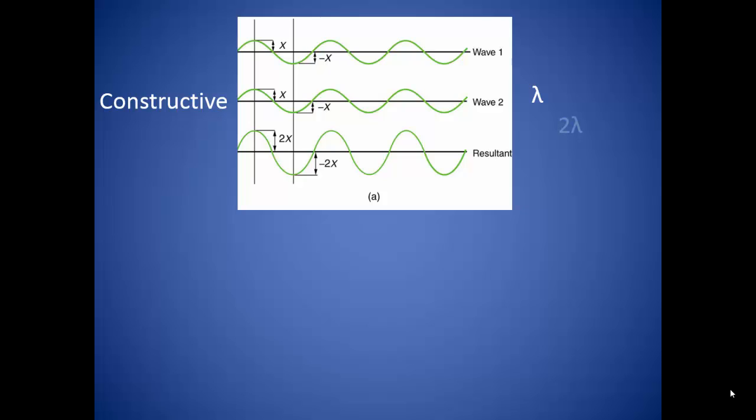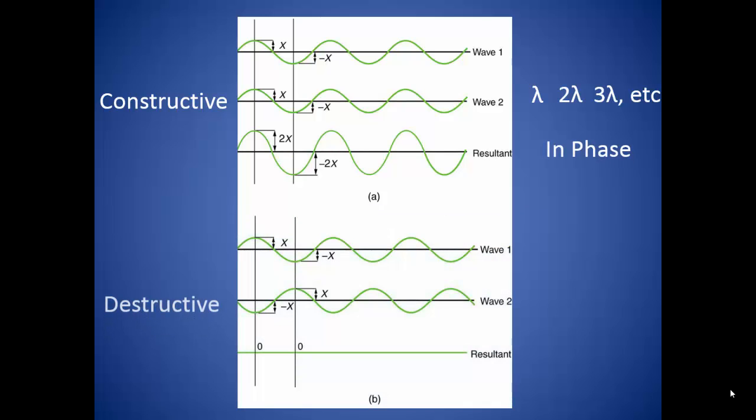But what would happen if one wave had twice the wavelength of the first wave? The crests would still line up and constructive interference would still occur. This is actually true for any whole number multiple of the original wave. So when the paths of two waves differ by a whole wavelength, then the waves are said to be in phase and interfere constructively.